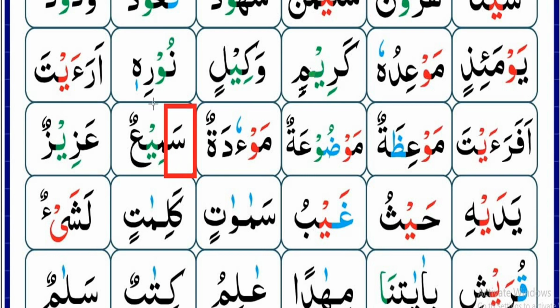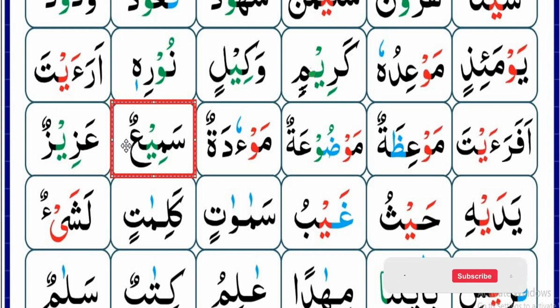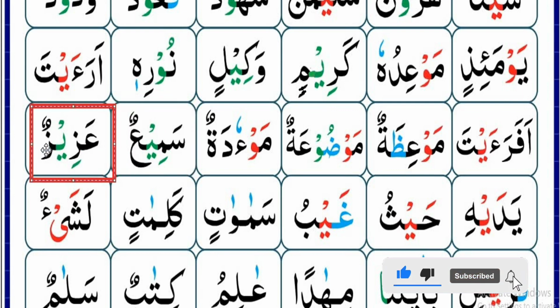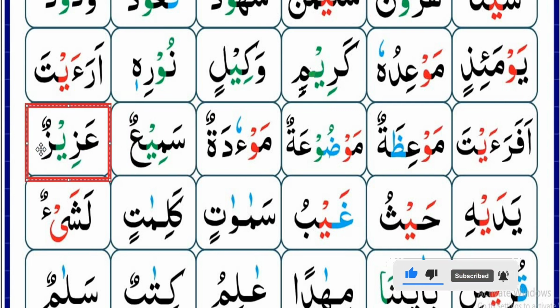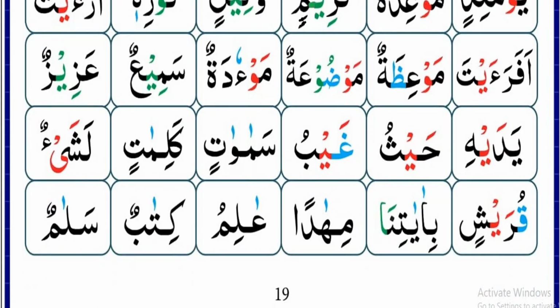Sin fatha sa, mim ya kasra mi, sami, ain dhammatain un, sami'un. Ya is a madda letter, and it will stretch the sound of mim, sami'un, and it is madda because the sign before ya sakin is a kasra. Ain fatha a, za ya kasra zi, azi, za dhammatain zun, azizun. Ya is a madda letter.